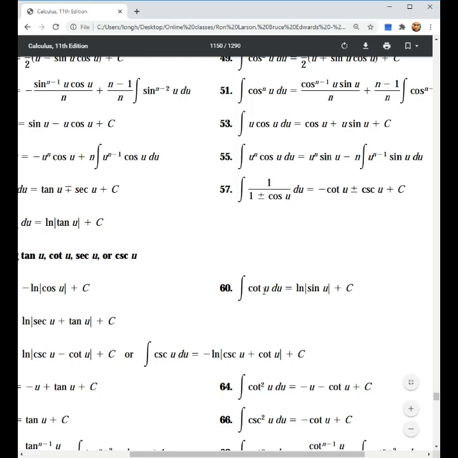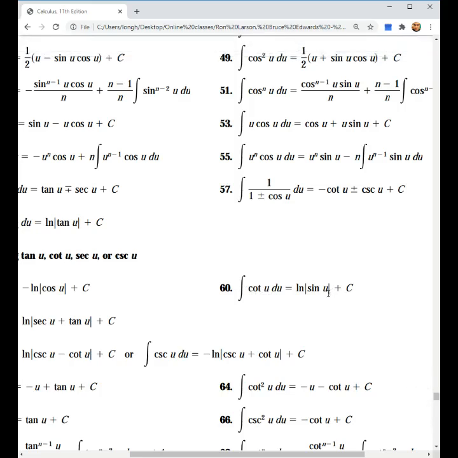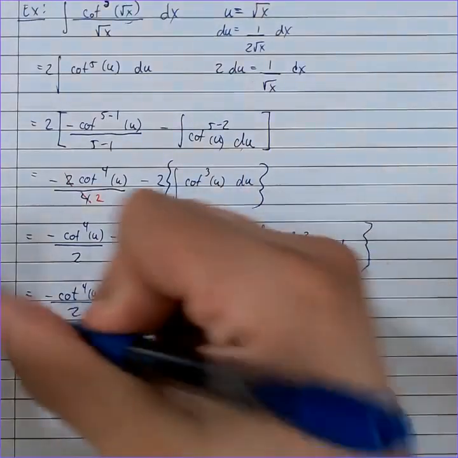If you had written this as cosine of u over sine of u, you end up with a substitution that looks like dw over w, which is the natural log of the denominator, or in other words, the natural log of the sine of u. So here, we just pop that in. The integral of the cotangent of u du is the natural log of the absolute value of the sine of u, plus our constant of integration.